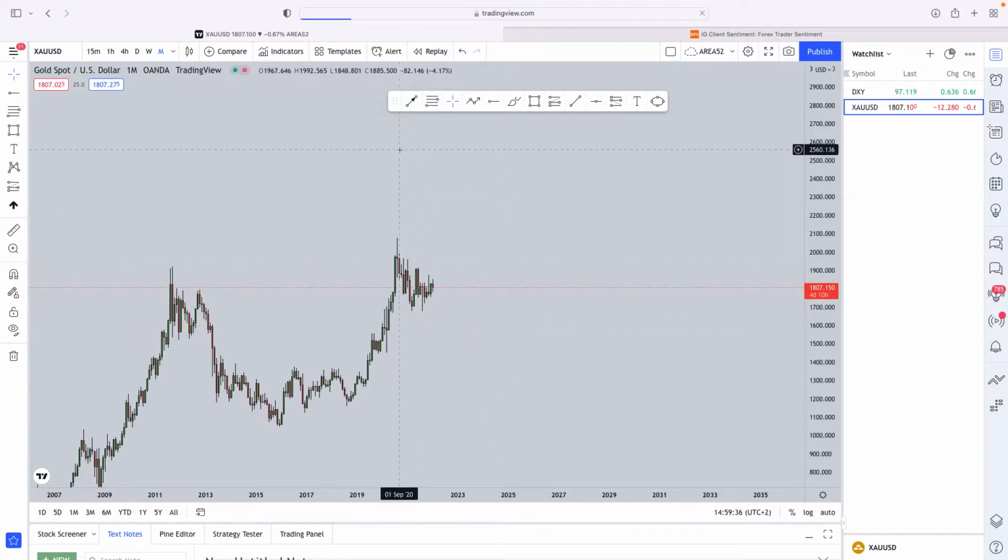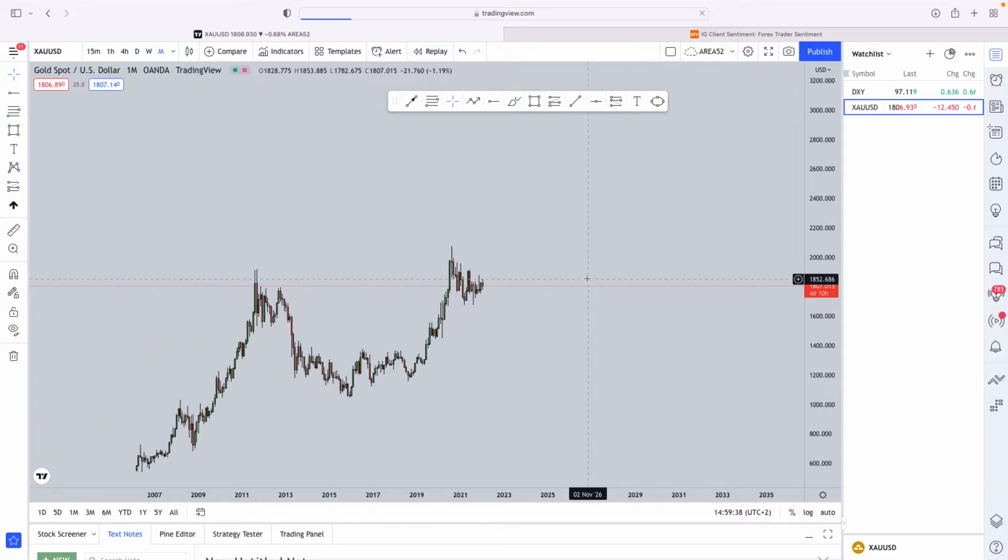Today we're going to take a look at gold. I'll give you guys a detailed breakdown from a monthly to the weekly and the daily. We'll also look at some sentiment, fundamental and order flow data as well.